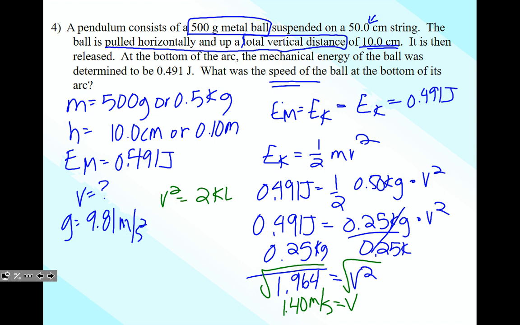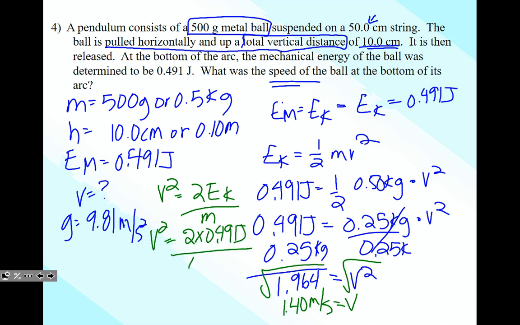I'm just showing you how it would look if I manipulated the formula. v squared is equal to 2 EK over m, so v squared is equal to 2 times 0.491 joules over 0.5 kilograms. And I'm still going to get v squared is equal to 1.964, whereas my speed is equal to 1.4 meters per second. So either way, you have both.